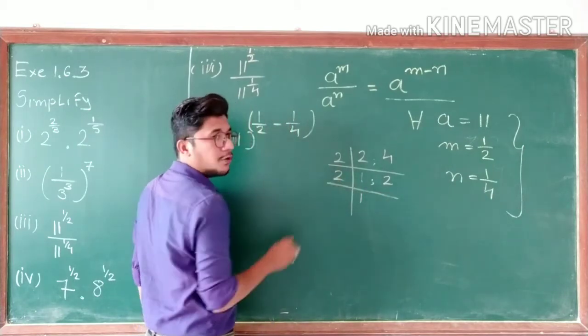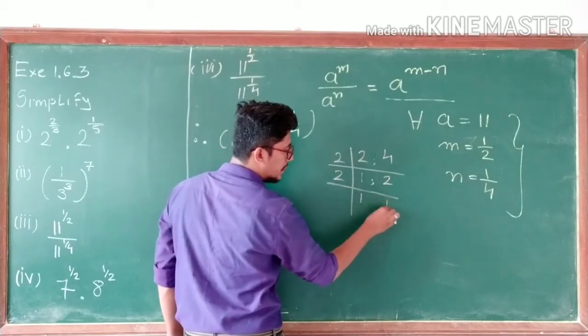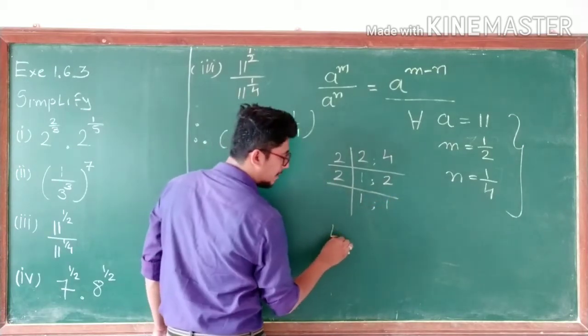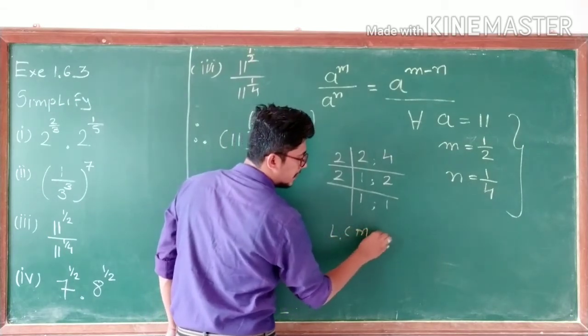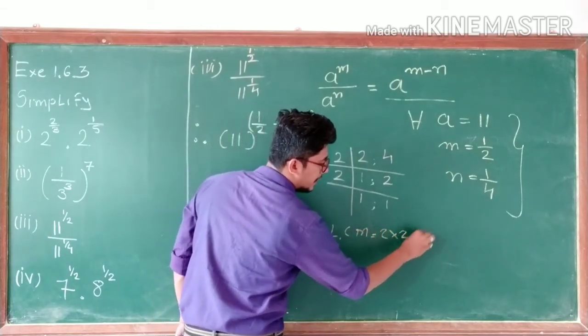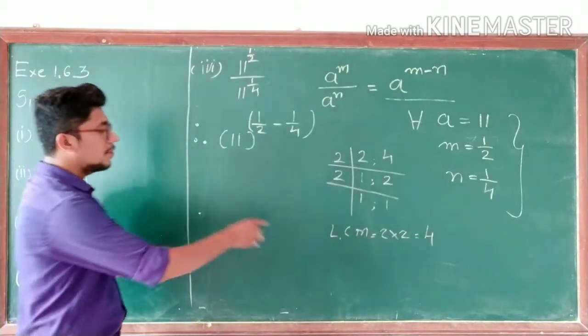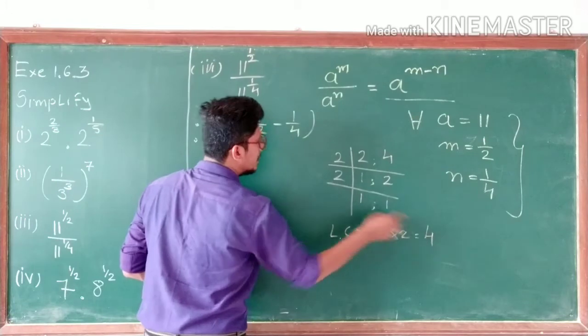We are not functioning on 1. So there is only 2 ones are 2. Here we are getting 1 1. So the final LCM is equal to 2 into 2, that is 4. Yes or no? Yes. Now we have find LCM as 4.